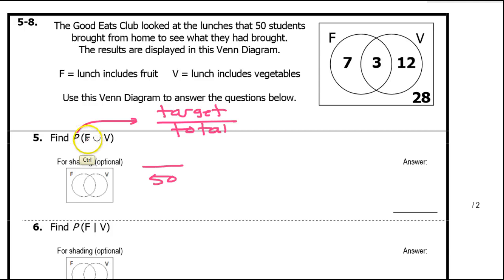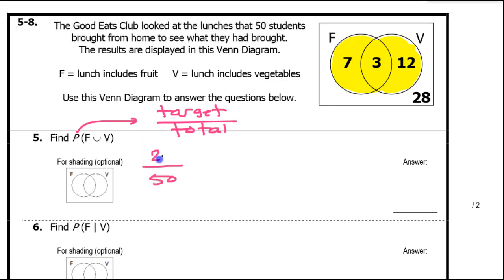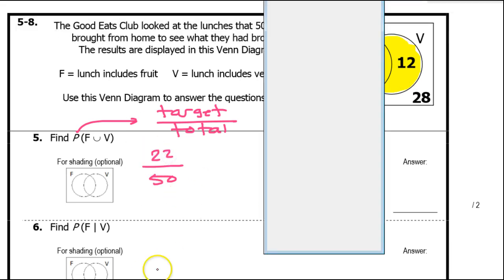Now, what's the target? F or V. When you do "or," you just take all of both sets. So F or V looks like this. All right, F or V, you just highlight everything mentioned. So if I add those up, 7 plus 3 is 10, so that's 22. All right, so that's 22 out of 50.